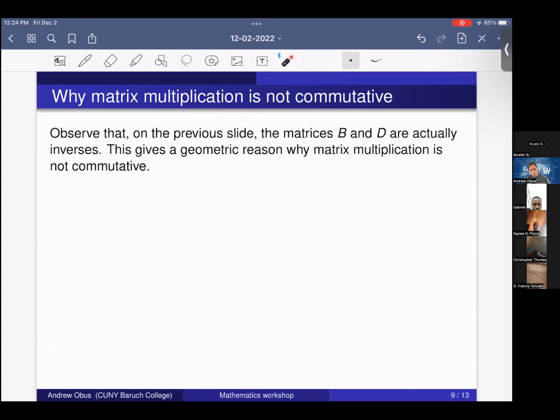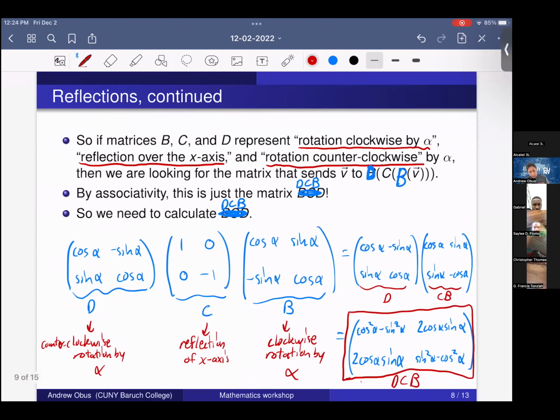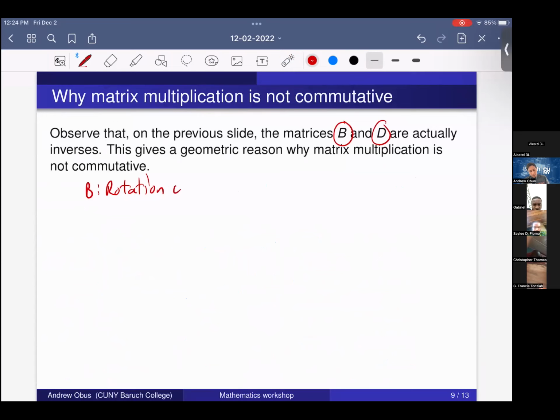Okay. So one of the things that we have is on this previous slide, the matrices B and D are actually inverses of each other. Remember that B was rotation clockwise by alpha, and then D was rotation counterclockwise by alpha.